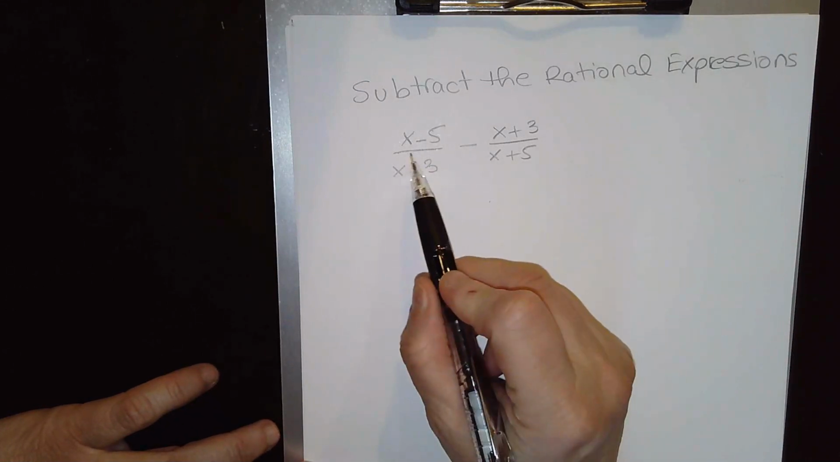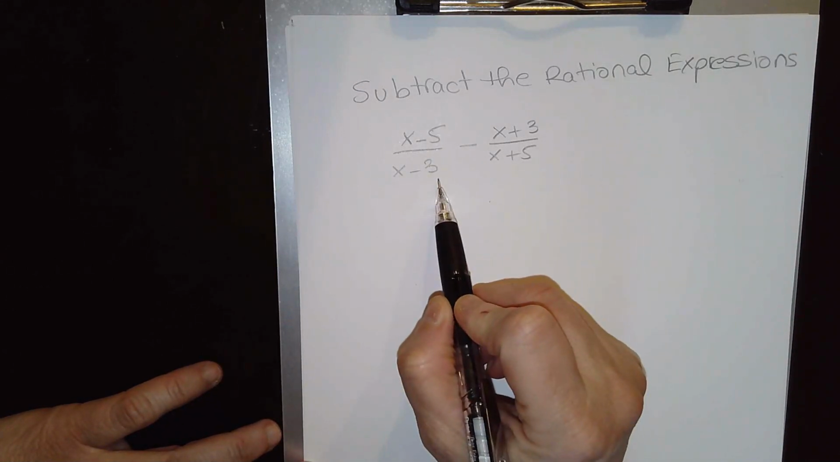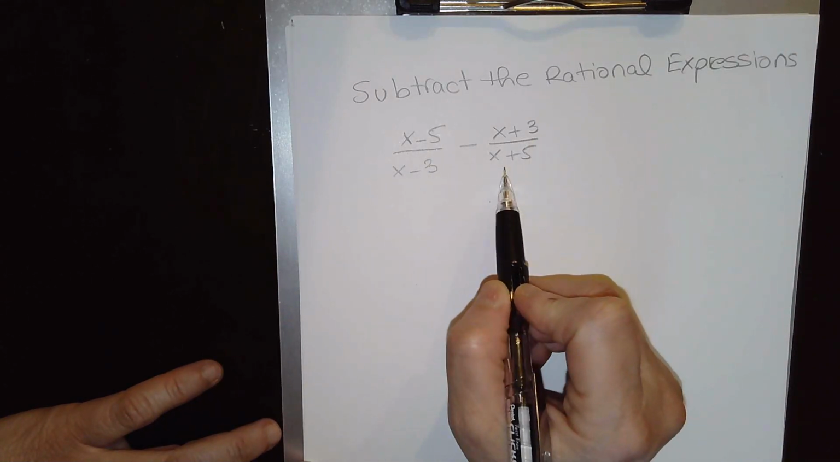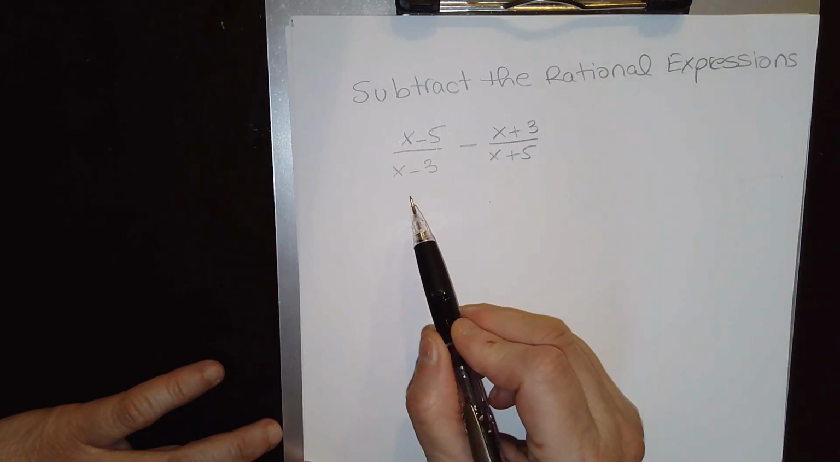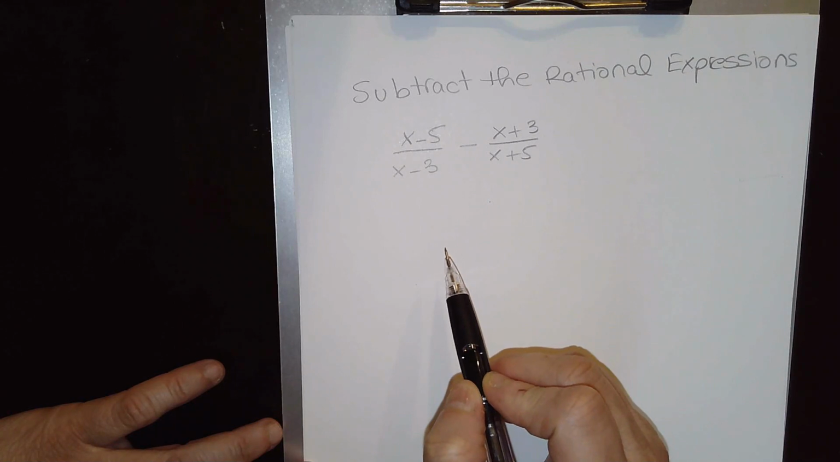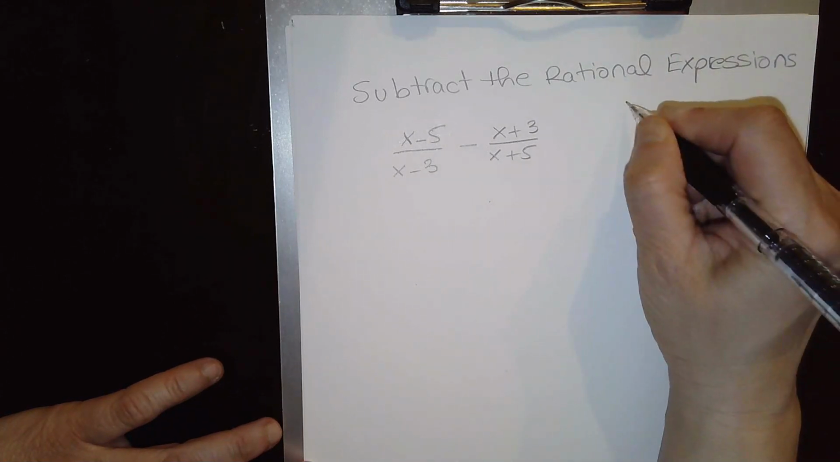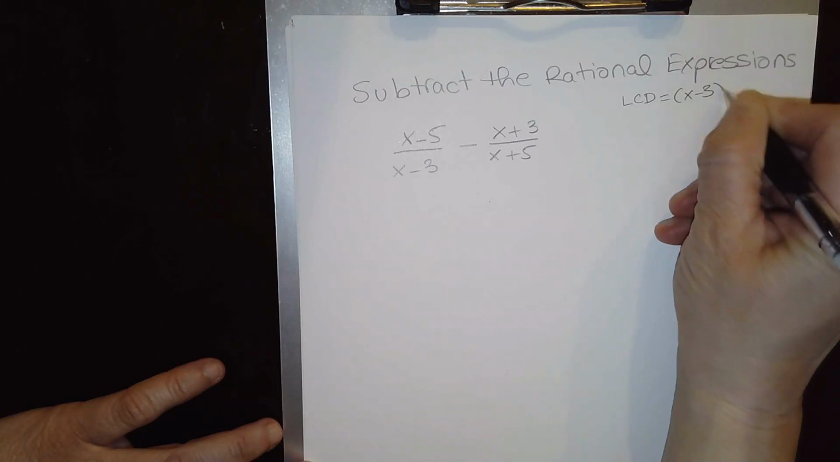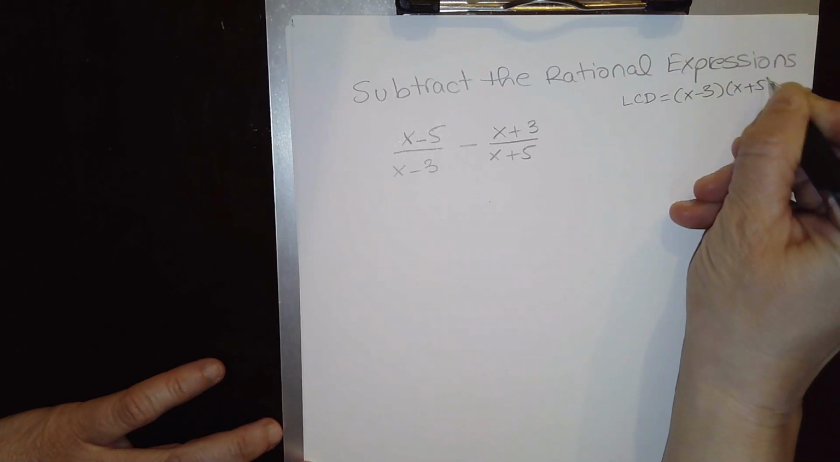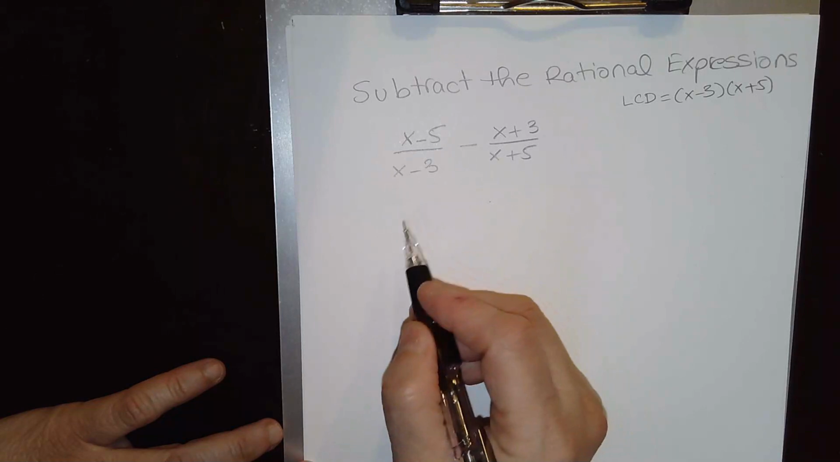We have (x minus 5) over (x minus 3), minus (x plus 3) over (x plus 5). Now here the denominators are not the same, so we need to find the least common denominator. The least common denominator in this problem is (x minus 3) times (x plus 5), so the product of the two denominators.